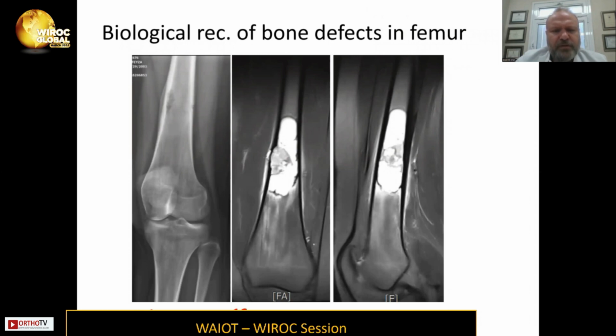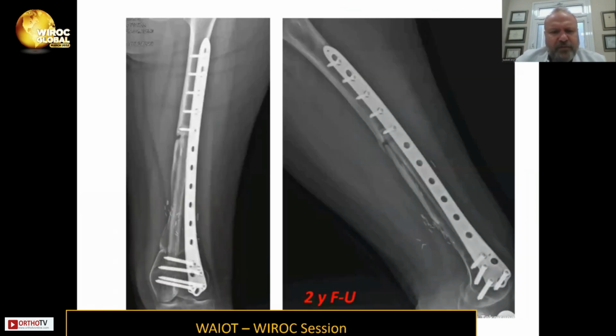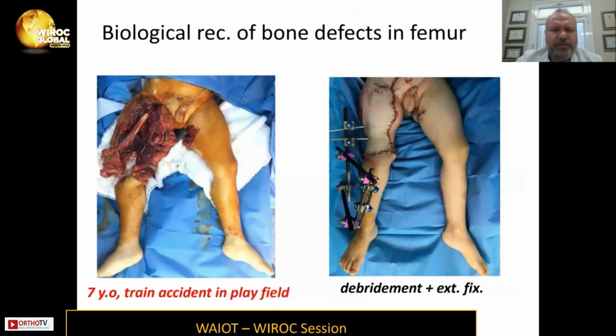Another osteosarcoma patient in the distal femoral diaphysis, and again a combined technique, a combination of recycling bone with vascularized fibular graft, which was fixed with a plate, and at 2-year follow-up, again we see the complete healing of the fibular graft and the recycled bone, and good restoration of the bony defect. And another example, a 6-year-old child with an osteosarcoma of the distal femoral metaphysis, and again, following wide resection, the bony defect was reconstructed by recycling bone and the vascularized fibular graft in this patient.